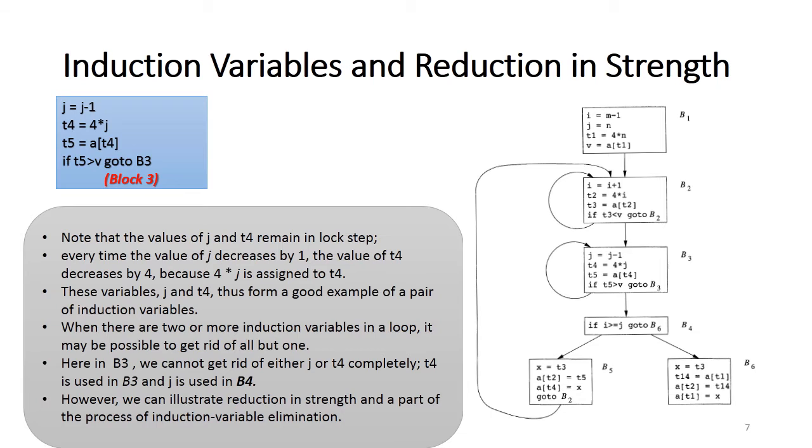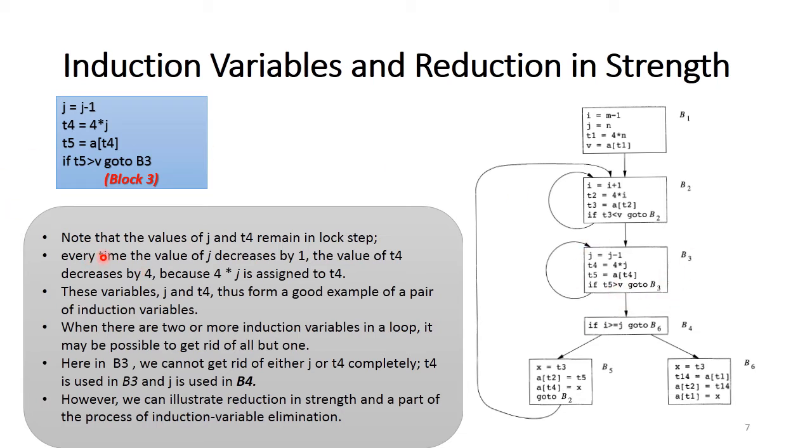Okay, see here, i is equal to, in block 3. So this is with respect to block 3. j is equal to j minus 1, T4 is equal to 4 into j, T5 is equal to A of T4, and if T5 is greater than, we go to block 3. So this is the instruction.